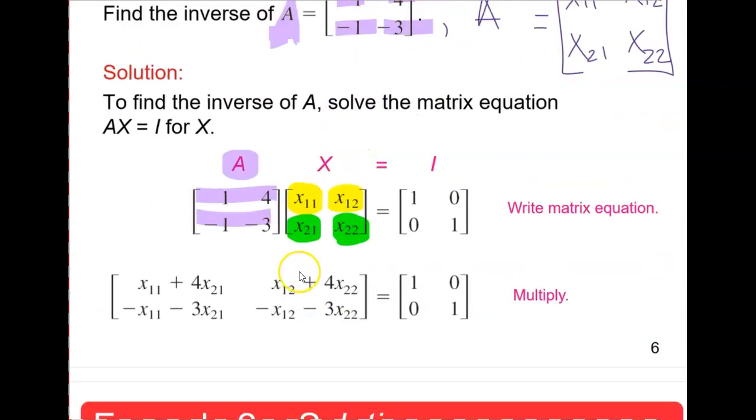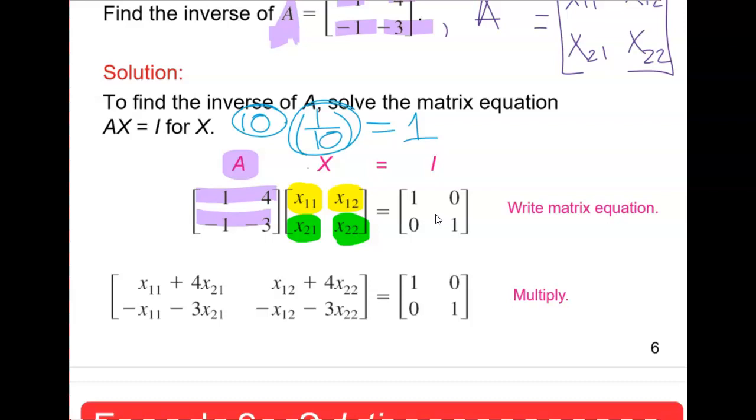So what we're going to do is set that equal to the identity matrix, because remember, when I ask you something like, if you have the number 10, what number do you need to multiply it by so that you get a 1? The answer is 1 over 10. And we know that 1 over 10 is the multiplicative inverse of 10. So that is the same idea. So we are going to multiply matrix A times X.